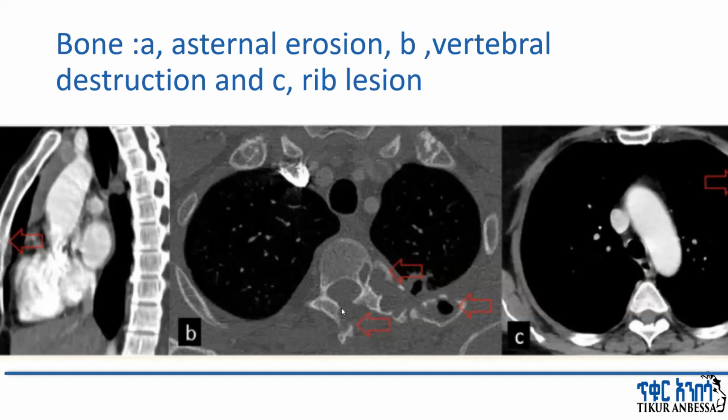Here you can see the vertebrae. There is a lytic destructive lesion of the left part of the bone with soft tissue density. So the differential diagnosis can be many, but hydatid shall be considered. This is a proven case of hydatid cyst of the bone.